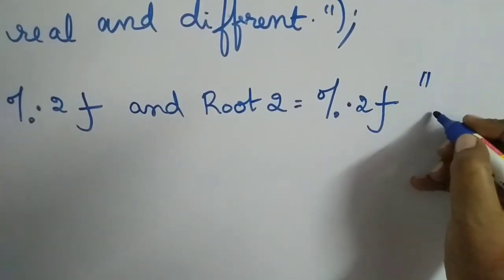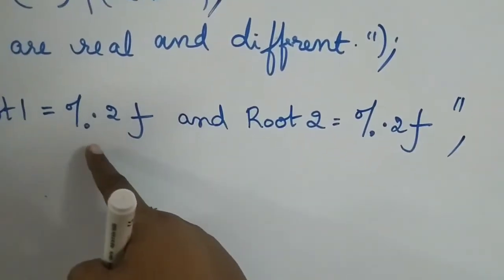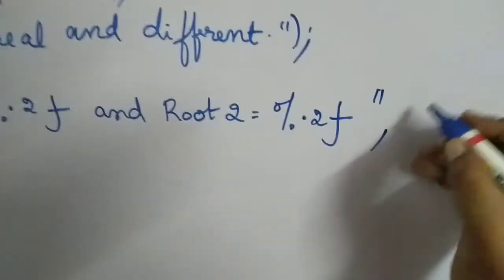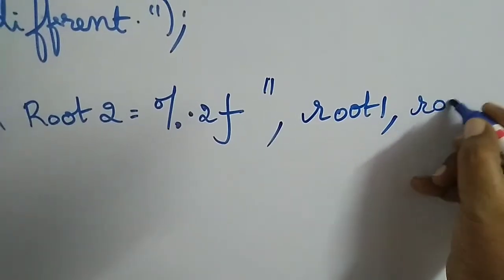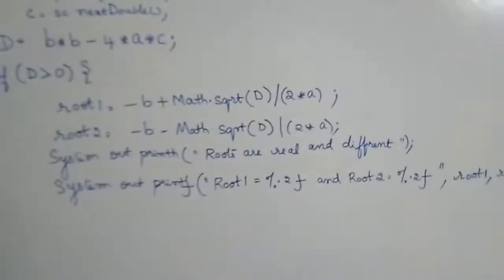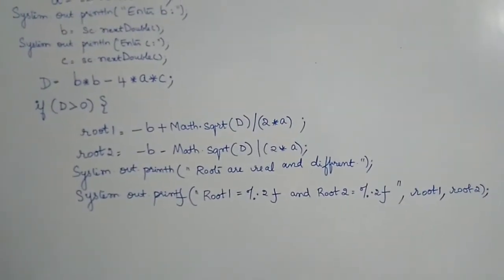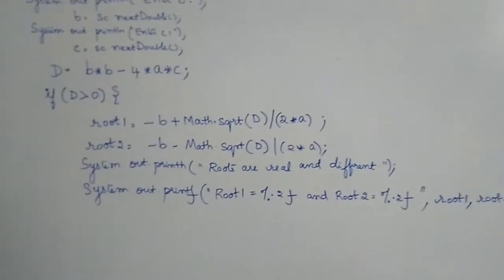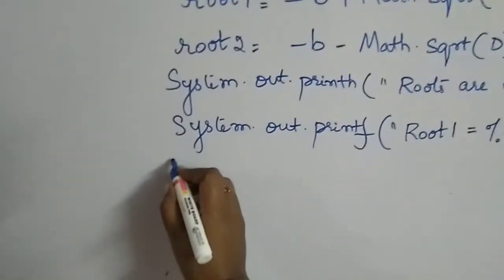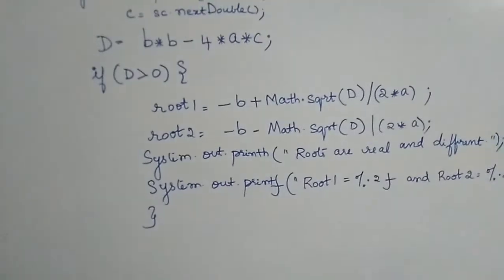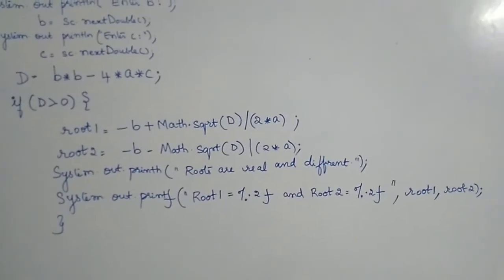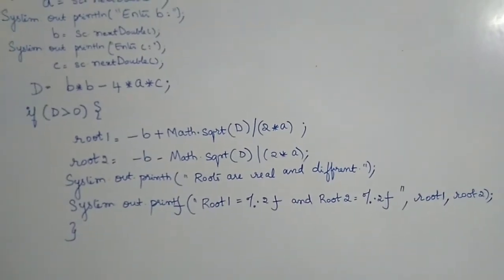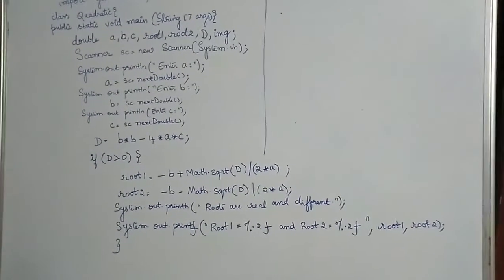So double quotes, comma. Now I have to tell what this percentage f is. This percentage f is the root 1 variable, and the second one is the root 2 variable. I have written this statement and the output will be printed on the screen for us. So that's it with this particular block. I'm putting a closing bracket over here. So if d is greater than 0, all these 4 statements will be executed. Friends, this is the first condition.